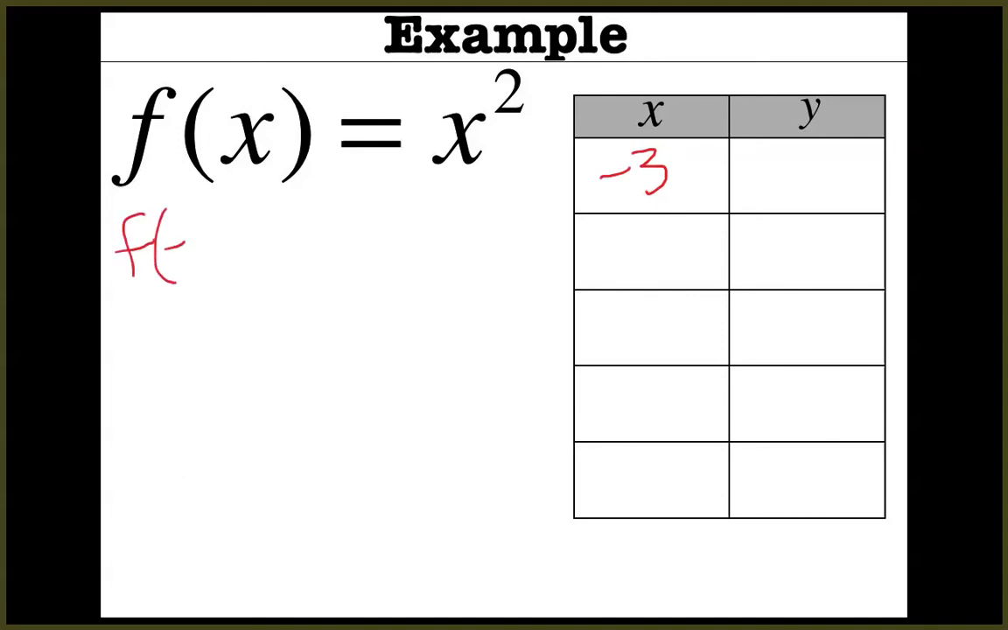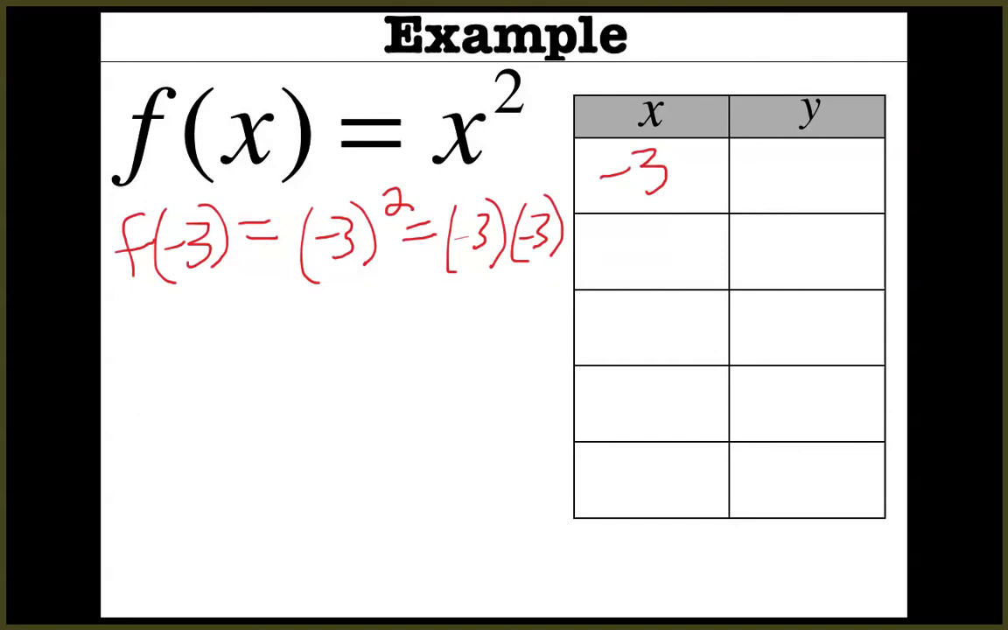When you plug in -3 here, you're going to do -3 squared. Now you know that that means -3 times -3, right? And a negative times a negative comes out to a positive. So notice that even though you plug a negative in, you get a positive out. Interesting. Would that happen if you plugged in -2? Well, let's find out.